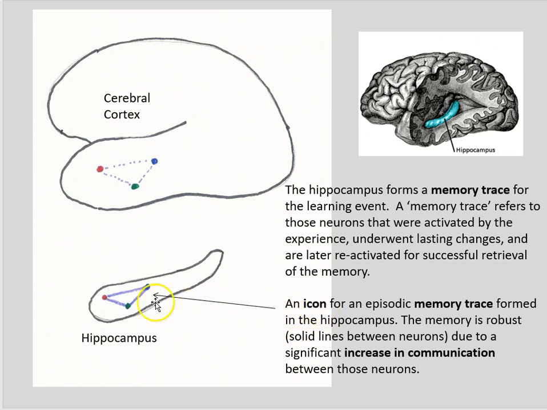We're going to let this icon here, the little triangle, 3 brain cells connected by these lines, be an icon for an episodic memory trace formed in the hippocampus, and the memory is robust, indicated by solid lines here, due to a significant increase in communication between those neurons. So we're going to say the neurons that took part in representing that episode, they're going to have strong connections with each other, forming a strong memory trace.